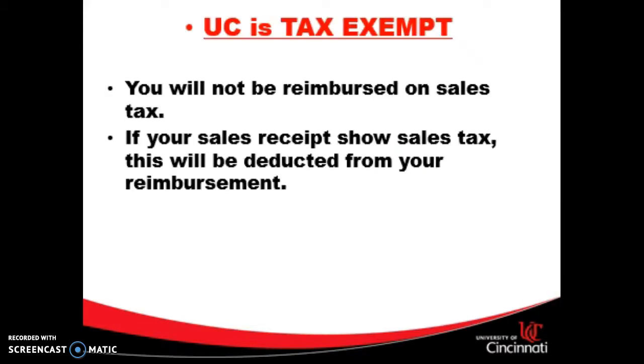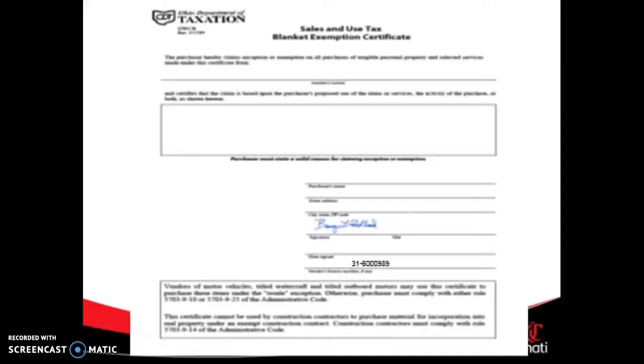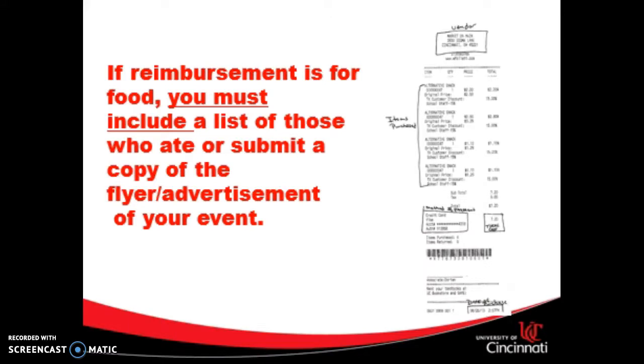Remember, UC is tax exempt. You will not be reimbursed on sales tax. So if your sales receipt shows sales tax, this will be deducted from your reimbursement. This is the sales tax certificate used to prove that UC is tax exempt. If your reimbursement is for food that you have purchased, you must include a list of those who ate, or a copy of the flyer and advertisement that you used to advertise your event, and an itemized receipt.